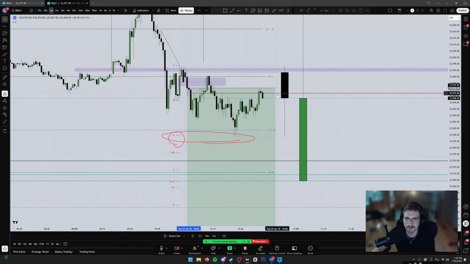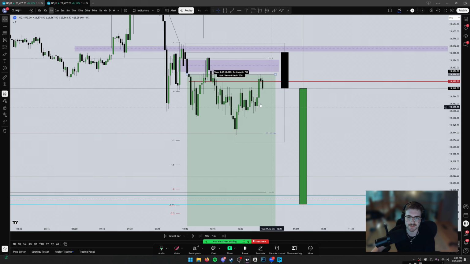But as soon as I got tagged out, if you'll notice, if I draw this inversion gap out, this is where you have to really pay attention to the standard deviations.